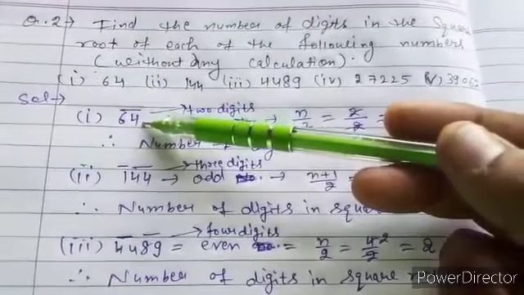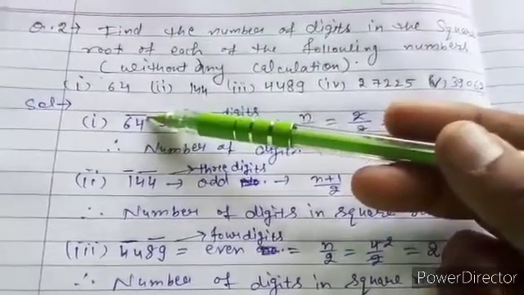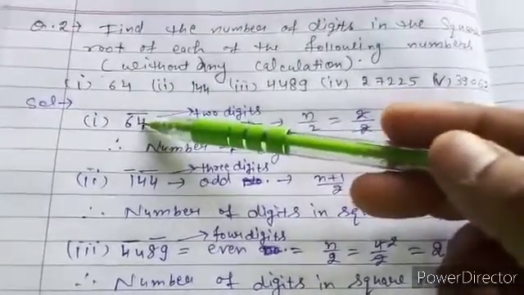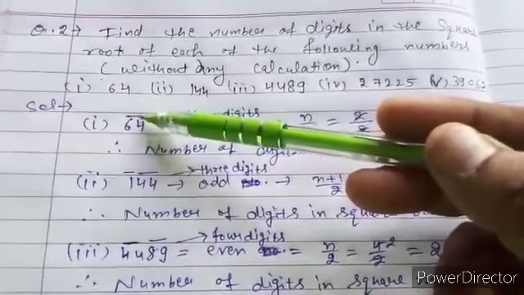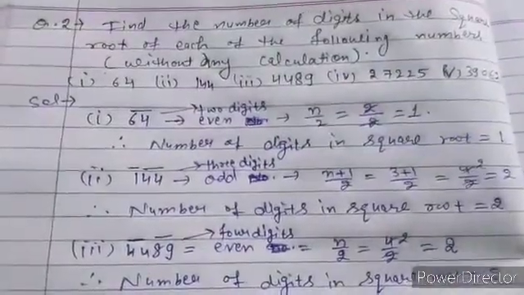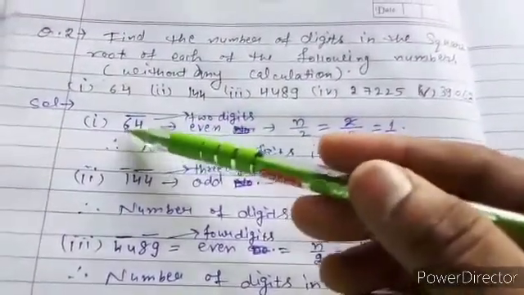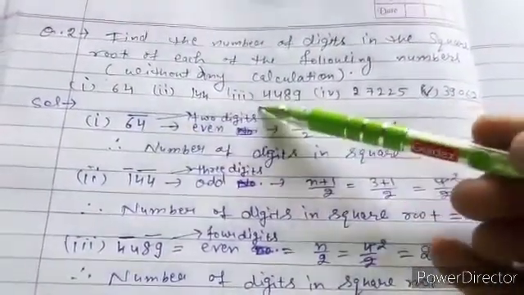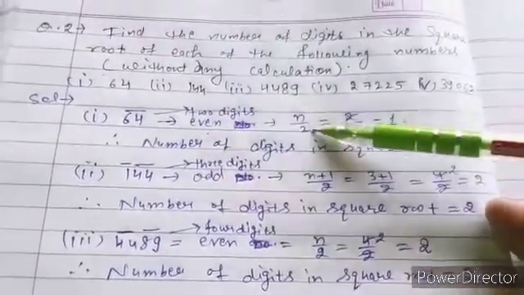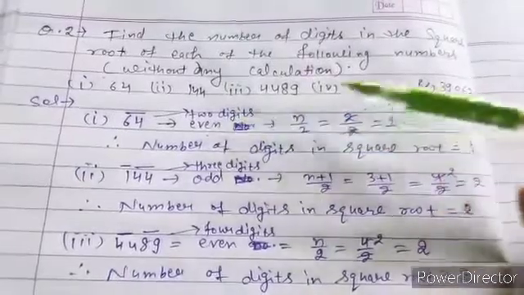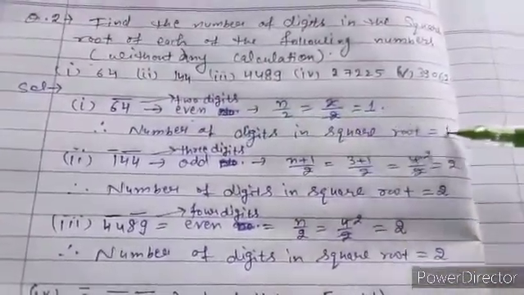When we find the square root with the division method, we make pairs of the digits. So here we made a pair, now one bar is applied, so the number of digits in the square root will be 1. Here there are 2 digits, which is even. For even, the formula is n by 2. N is 2, so 2 by 2 is equal to 1. So the number of digits in the square root is 1.